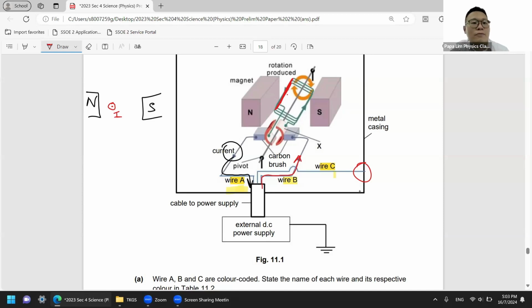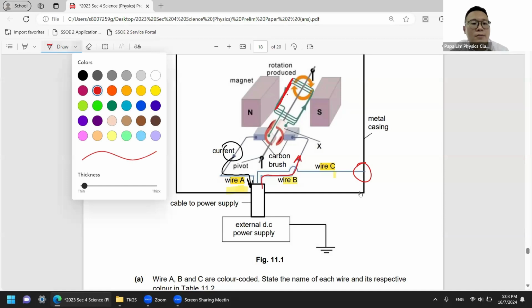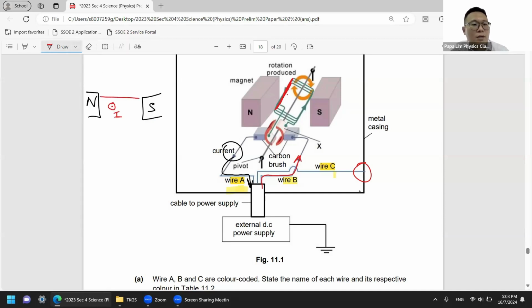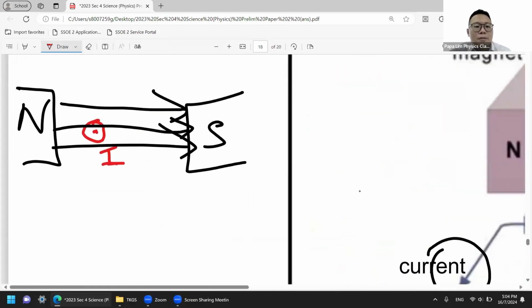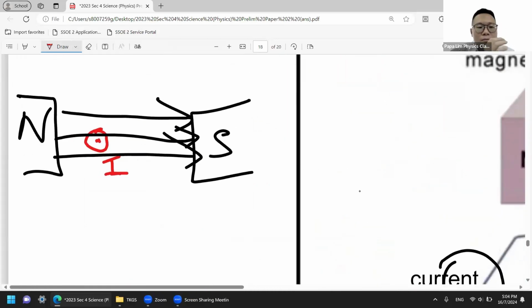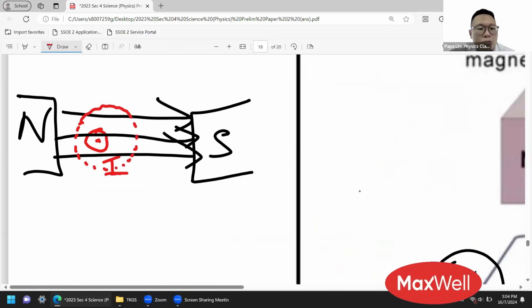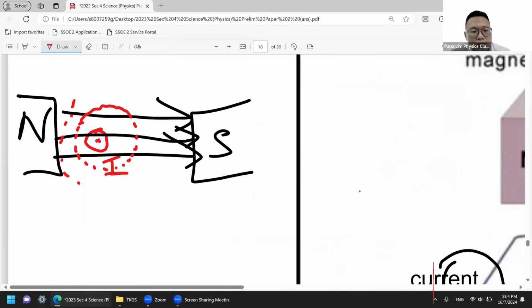For the magnet itself, the field line is from left to right, from my north pole to my south pole. So in this case, it will be this way, left to right. On the other hand, for my wire, if I use Maxwell's right-hand rule, I will find that my field line will be in the anti-clockwise direction. So my field line will be this way. Okay, so this will be my field line. It's hard to draw here.